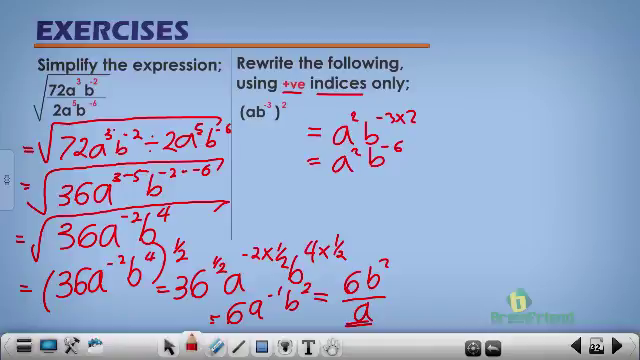We cannot leave the answer this way, especially since we've been asked to rewrite it using positive indices only. So from our negative index law, this B here becomes inverted. Hence we have A raised to power 2 all over B raised to power 6. Our power minus 6 has become positive 6. So in our answer here we have no negative annotation. Therefore we've written this expression using positive indices.